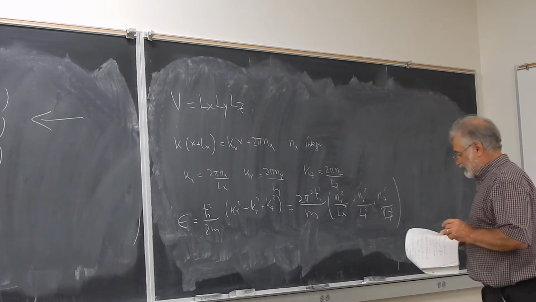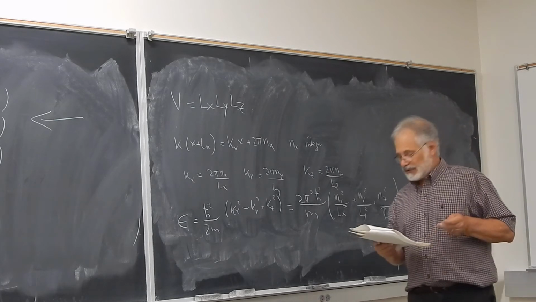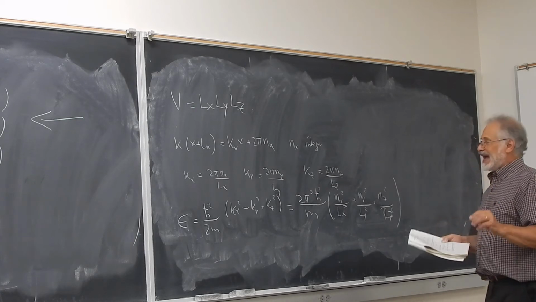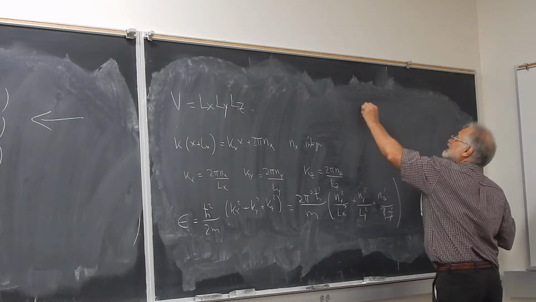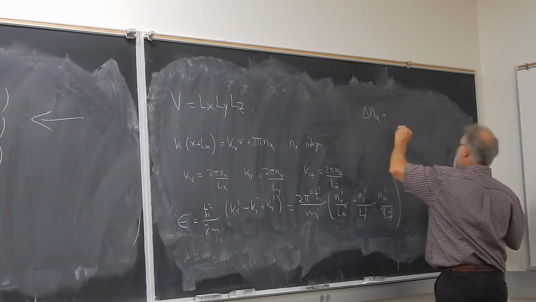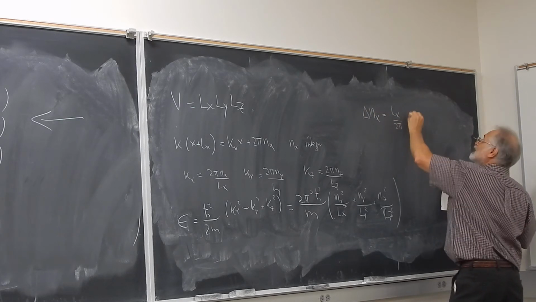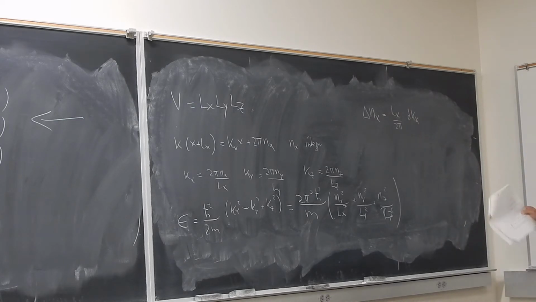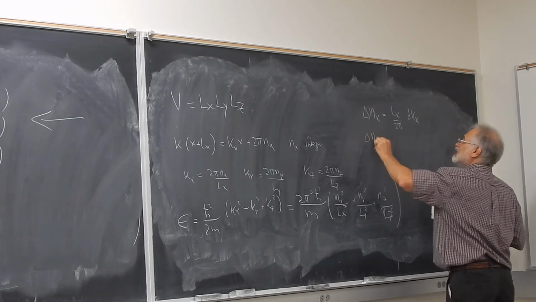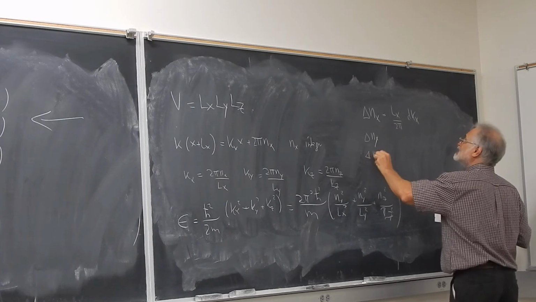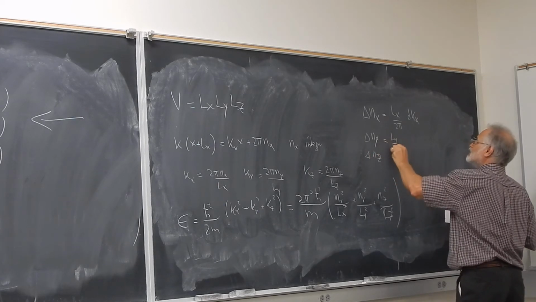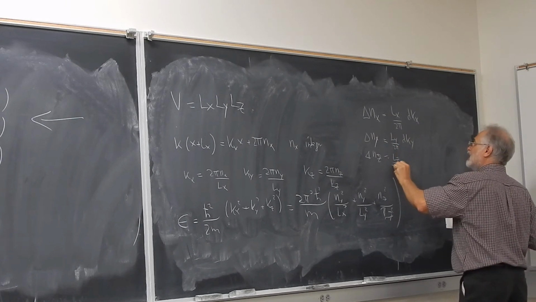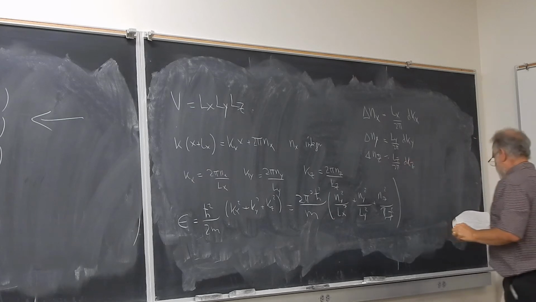Okay, so for given values of ky and kz, the number of possible integers Δnx, for which kx lies between kx and dkx, is Δnx = Lx/2π dκx. I can extend this to 3 dimensions. Same thing is going to be true for Δny and Δnz: Ly/2π dκy, Lz/2π dκz.